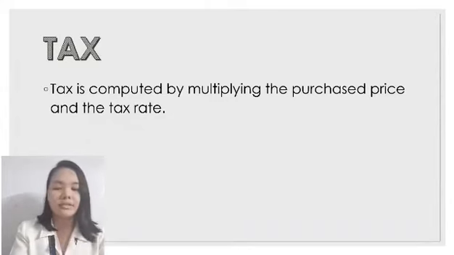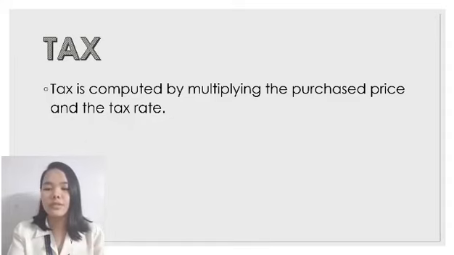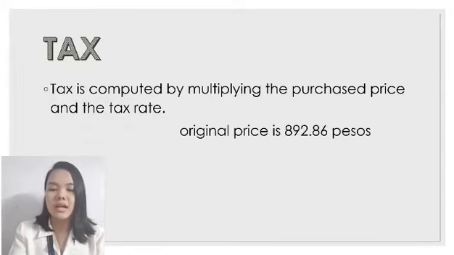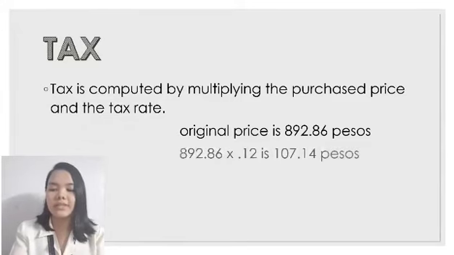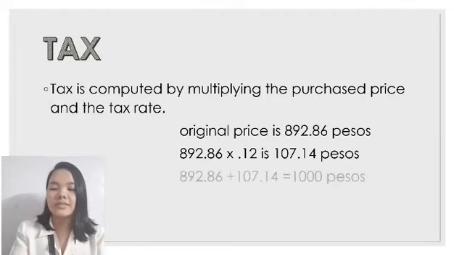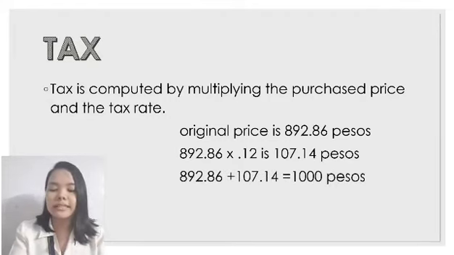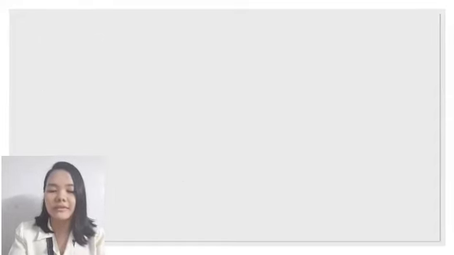I got here the Globe receipt. It was paid in 1,000 pesos. How is it 1,000? Here you can see the original price is 892.86 pesos. 892.86 times 12% is 107.14. 892.86 plus 107.14 is 1,000 pesos.